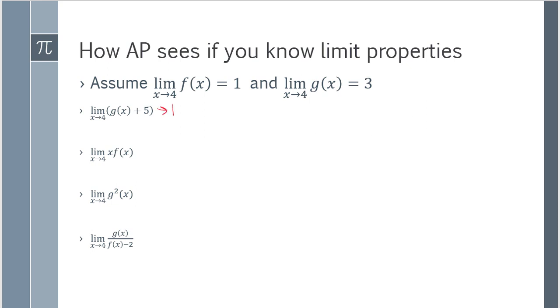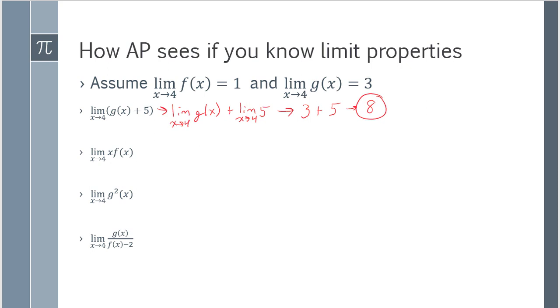Well, what we would do is this is the limit as x approaches 4 of g of x plus the limit as x approaches 4 of 5. Well, we're told the limit as x approaches 4 of g of x is 3. The limit of a constant is always the constant, and this is 8.